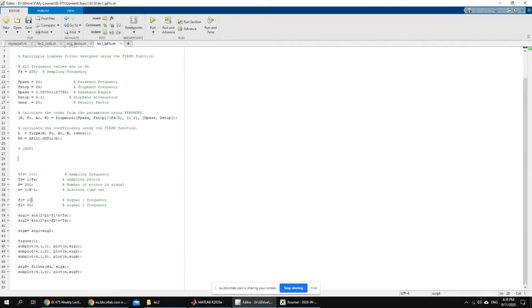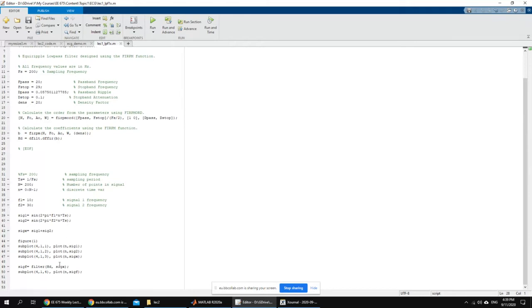I simulated two frequencies. Frequency F1 is equal to 10, and frequency F2 is equal to 30. Basically each one of them will be exactly the equation that we just talked about: sine of 2 pi F1, instead of F naught, and in the other one you have F2, times n times Ts. So this will be the first one, this will be the second one. Then I'm going to add the two frequencies together. We have 10 hertz and 30 hertz signals added together.